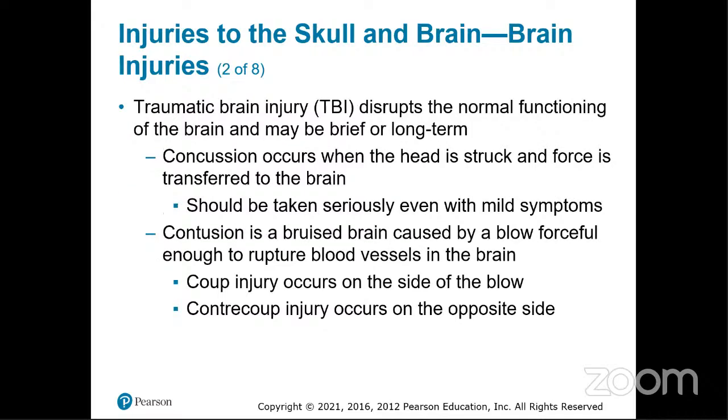Traumatic brain injury disrupts the normal functioning of the brain and may be brief or long term. And the severity of that depends on the mechanism of injury and how long before that swelling could be removed. So a concussion occurs when the head is struck and the force is transferred to the brain. Should be taken seriously even with mild symptoms. Contusion is a bruised brain with enough force to rupture those blood vessels. And there's your coup contrecoup that we talked about.